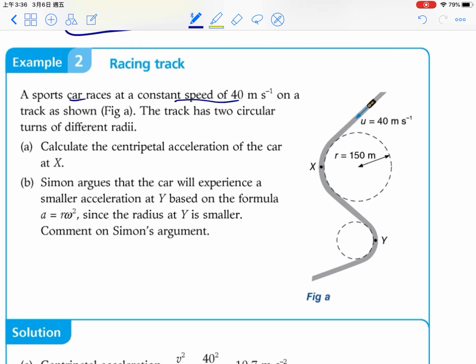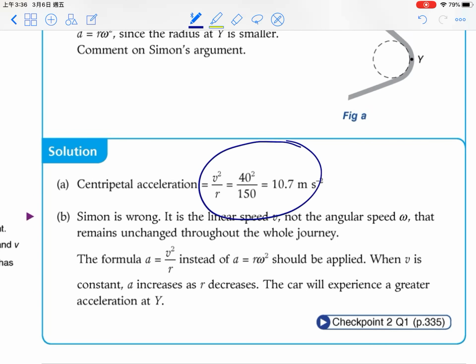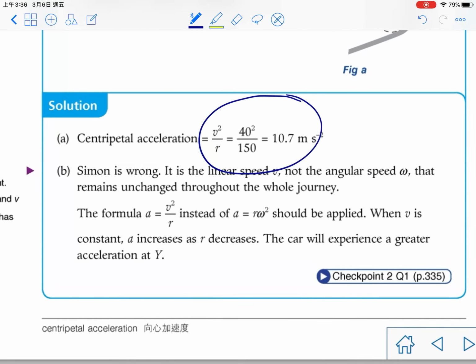car moving at constant speed. Find its centripetal acceleration. Here we have v and we have r, so we can directly use the equation a equals v squared over r. So we can get the answer directly.